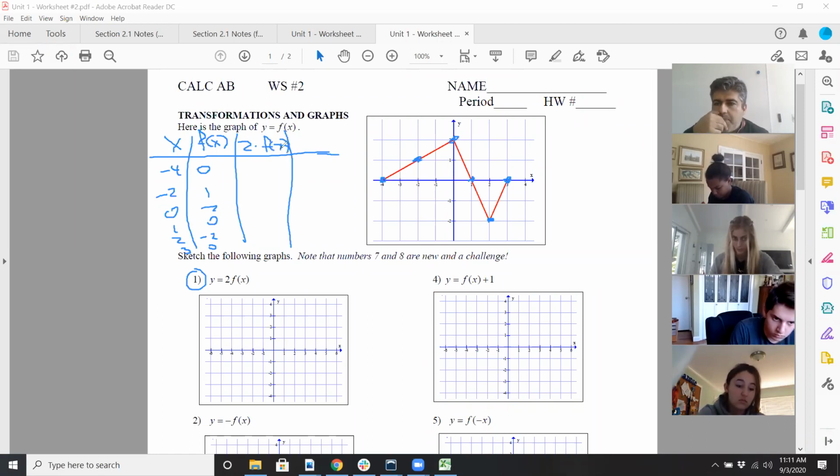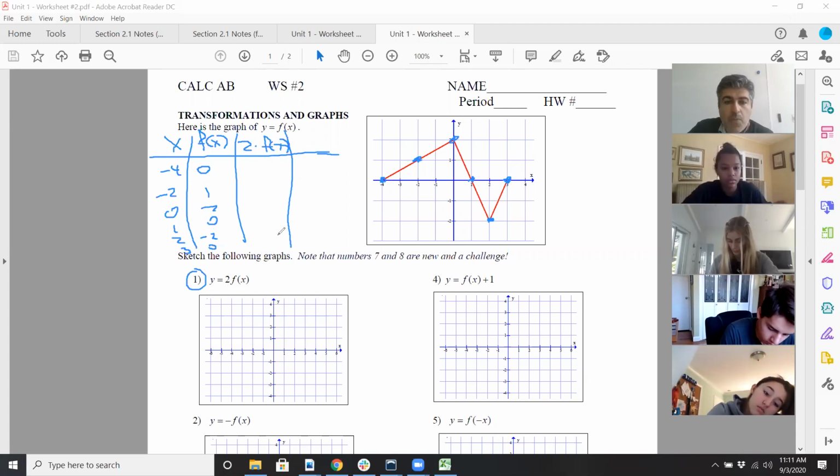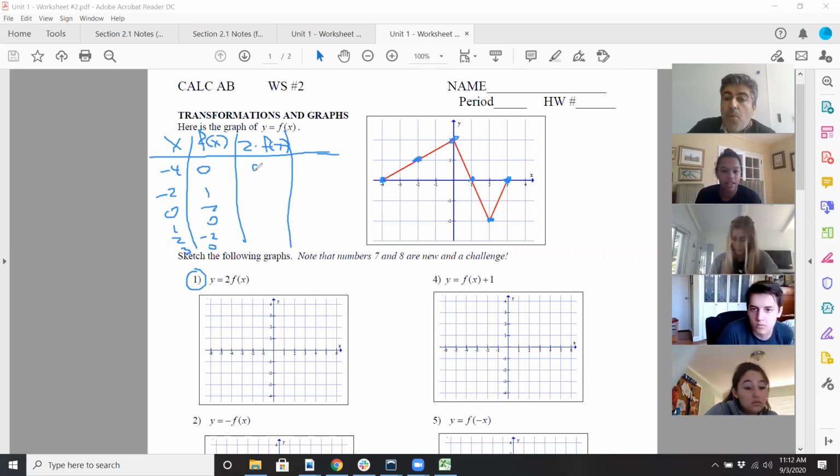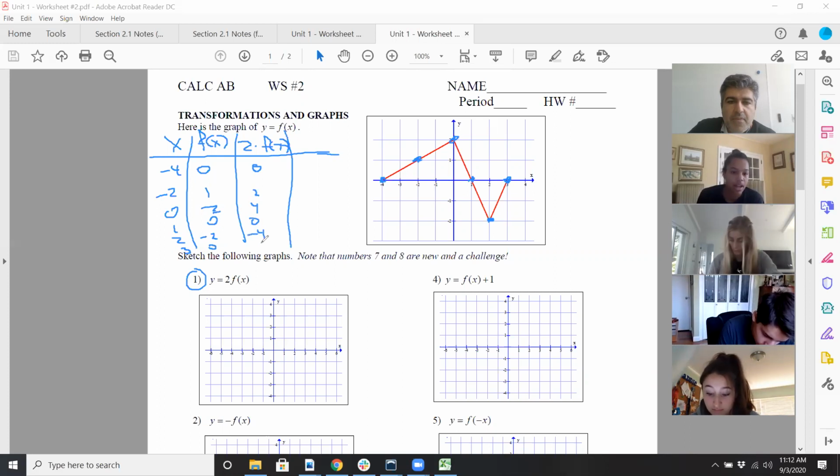I'm just going to call on whoever I see right below me. So Millie, that third column, notice all the f of x values I already wrote. If I'm multiplying by 2, what would that column look like now? So if you multiply the y values by 2, then it's 0, 2, 4, 0, -4, and then 0. Great. So now what we do is we plot those points.